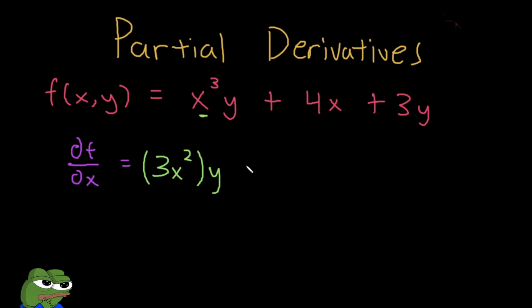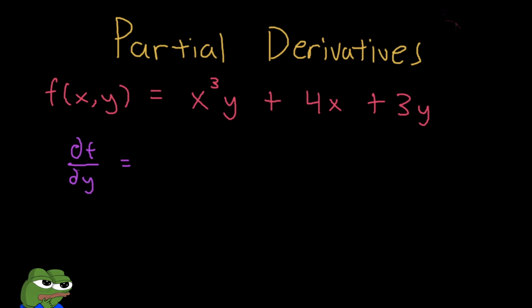Now we move on to the second term, 4x. What's the derivative of 4x? That's just 4. And now plus 3y. This is just a constant, and you know that the derivative of any constant is 0. So that's plus 0. This ultimately equals 3yx squared plus 4. And that's your partial derivative with respect to x.